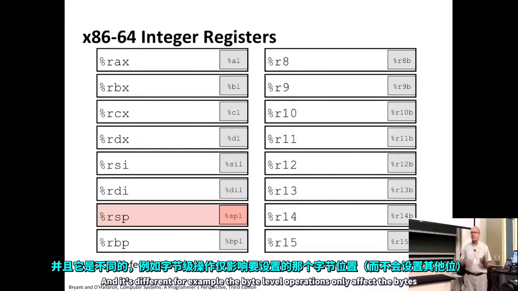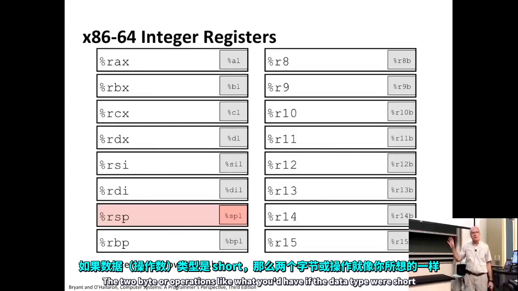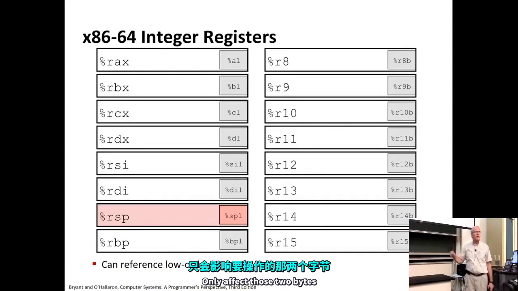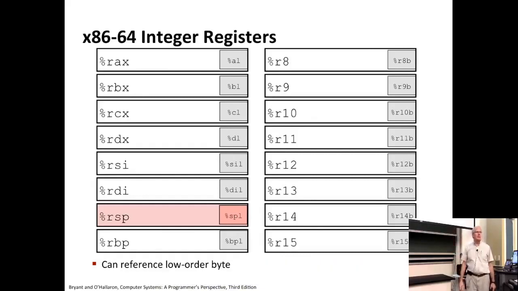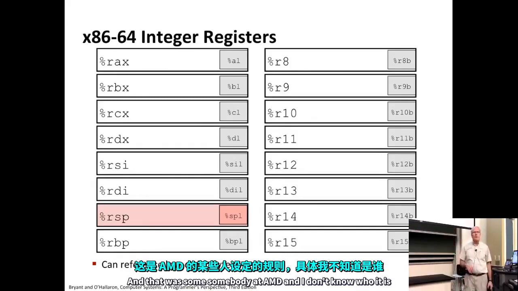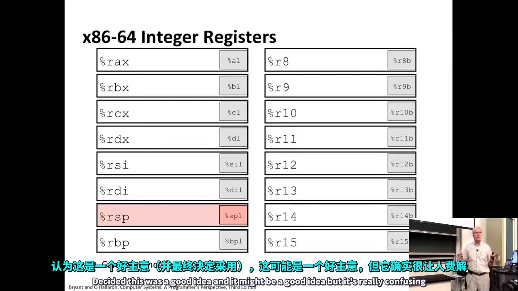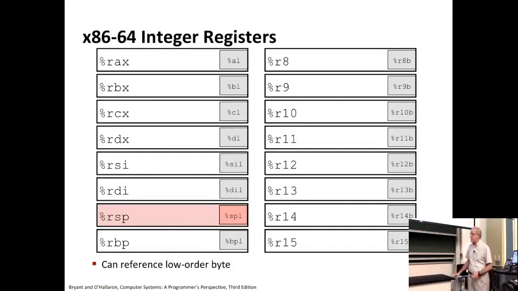And it's different. For example, the byte level operations only affect the bytes. The 2-byte operations, like what you'd have if the data type were short, only affect those 2 bytes. But the 4-byte instructions set the upper bytes to 0. Somebody at AMD, and I don't know who it is, decided this was a good idea. And it might be a good idea, but it's really confusing.